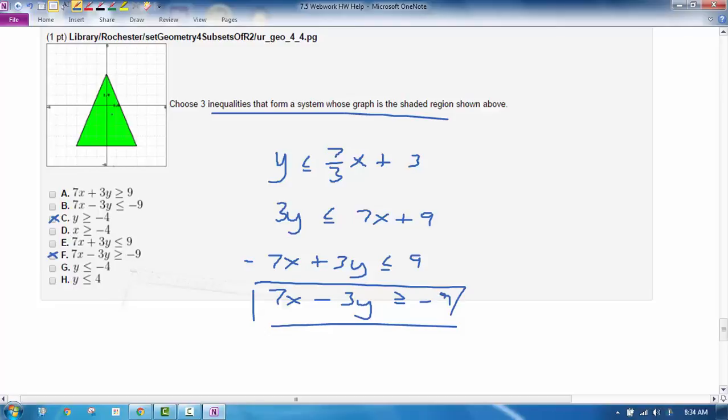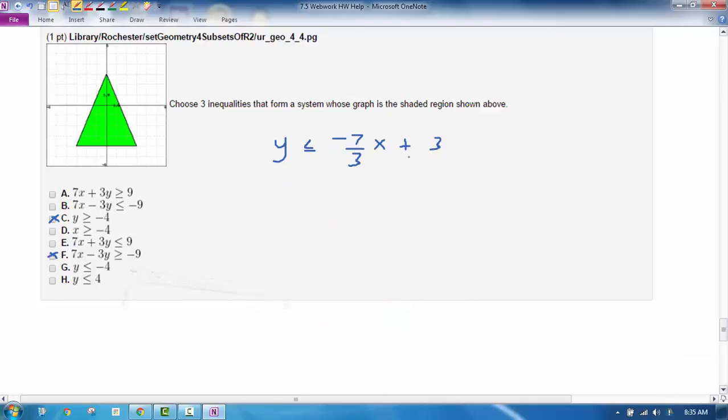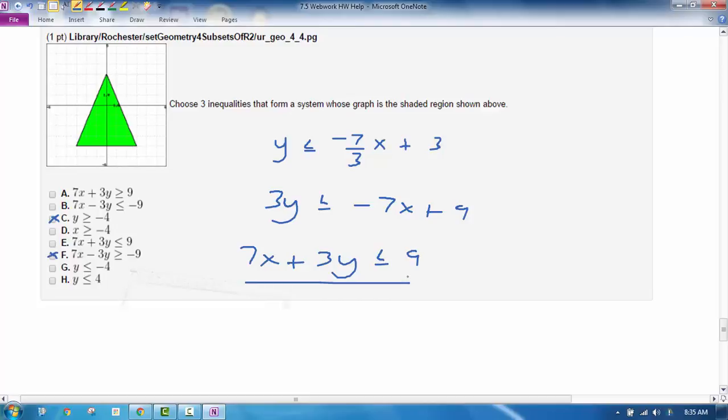And then there's just one more, and that's this line here. So I'm going to do the same exact thing. So here's my first inequality. Then once again, multiply through by 3. And then add 7x to both sides. And that equation right there is E.